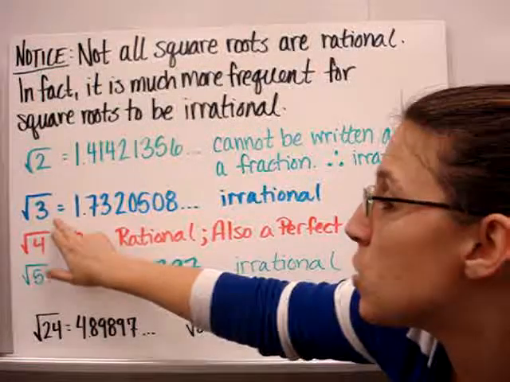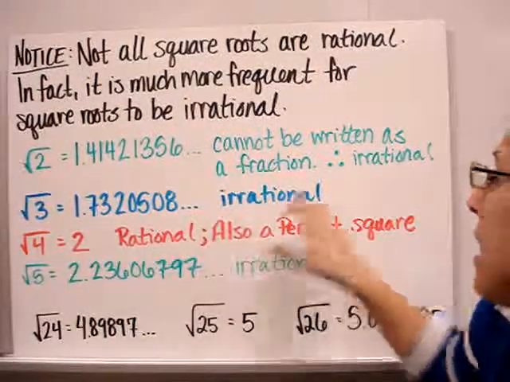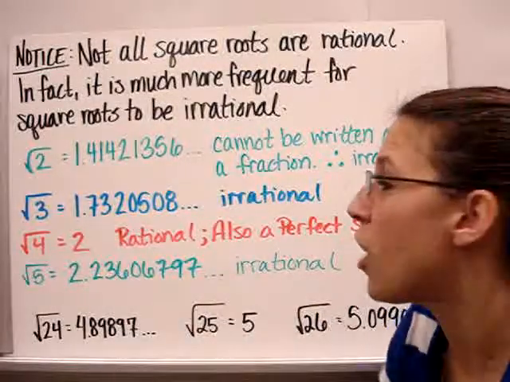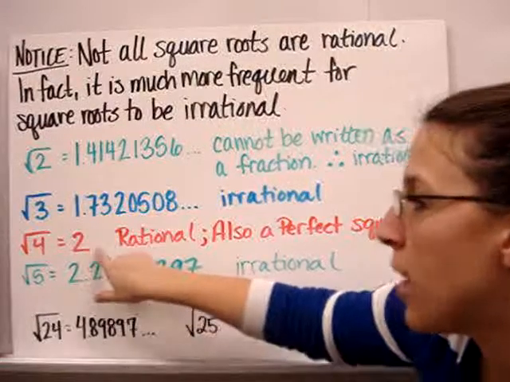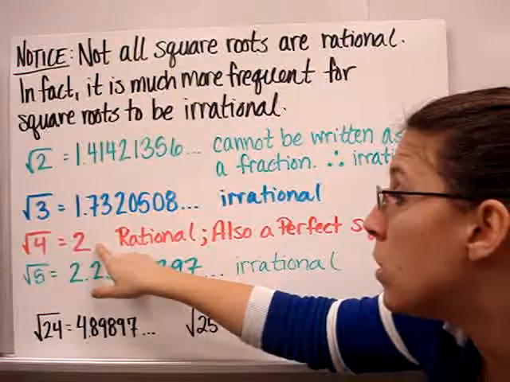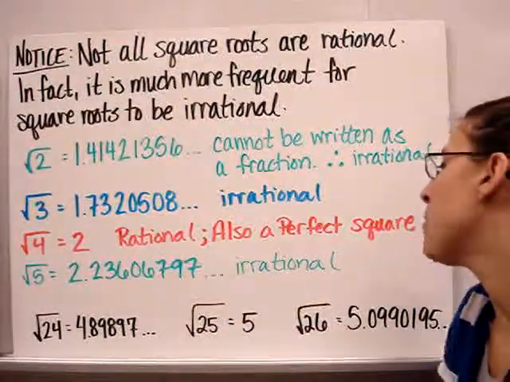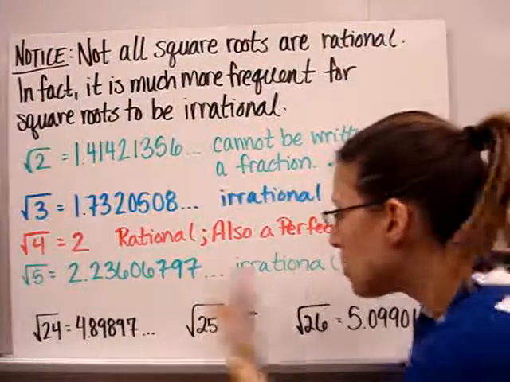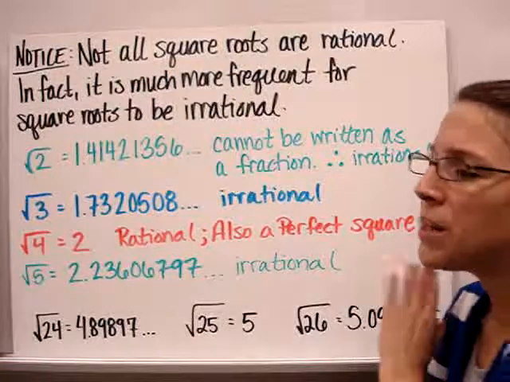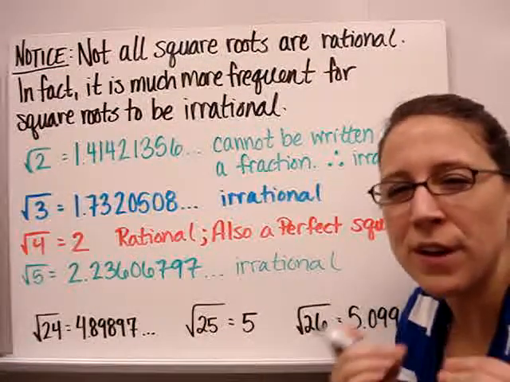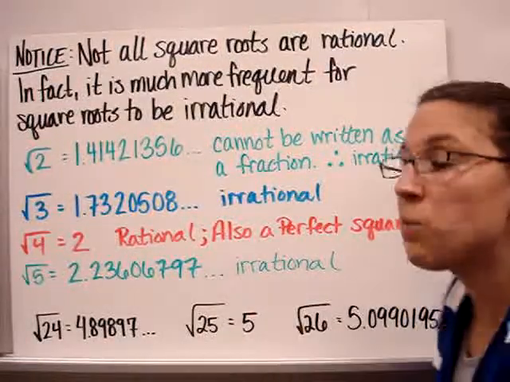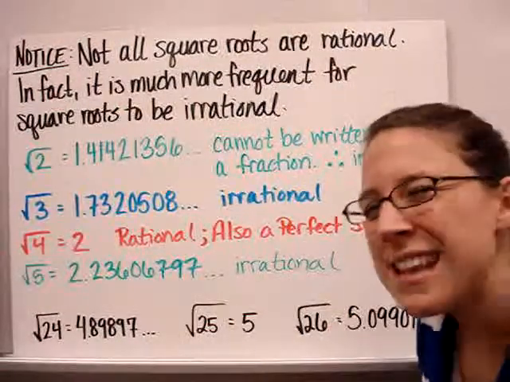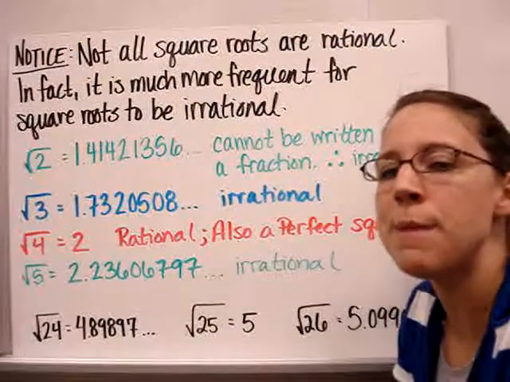The same with the square root of 3. It goes on and on. It is irrational. The first perfect square after 1 that we come across is 4. That perfect square, the square root is 2, and therefore it is rational, and it's also a perfect square. The square root of 5 is also irrational. I just wanted you to notice that when we get near perfect squares, the square roots get closer to those perfect square roots. And it's something that I think would be obvious, but maybe not so much.